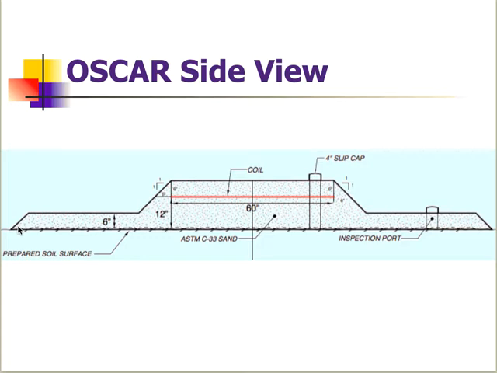Looking at the side view of an Oscar on a flat site, you can see we have the prepared ground surface. We'll have 12 inches of medium sand underneath the coil, and the coil needs to be installed level. And then we'll have a minimum of 6 inches of sand over the top of the coil. Now the remainder of the basal area only needs to have a 6-inch deep bed of sand. And so that will then encompass the remaining of the basal area.